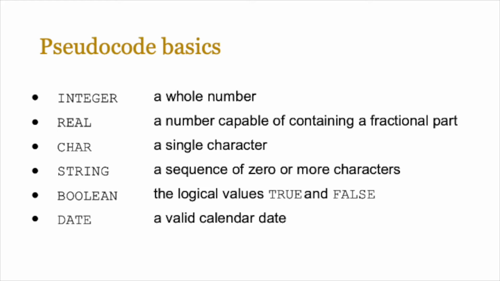Char is the same, a single character. String, we already know, a sequence of 0 or more characters. Boolean, true or false, and date is a valid calendar date. Those are the common data types that you are allowed to use in exams.